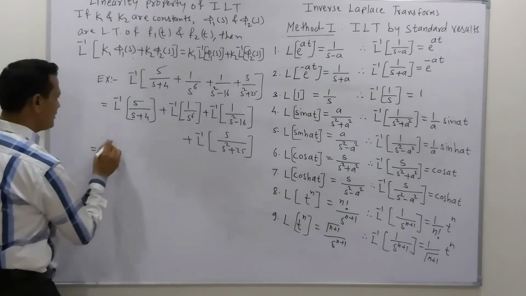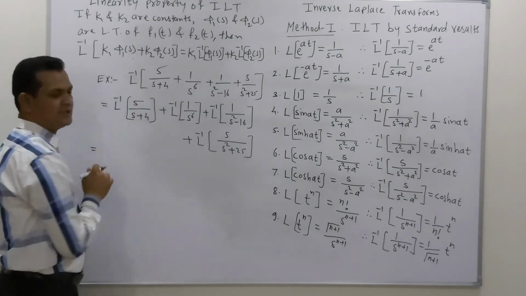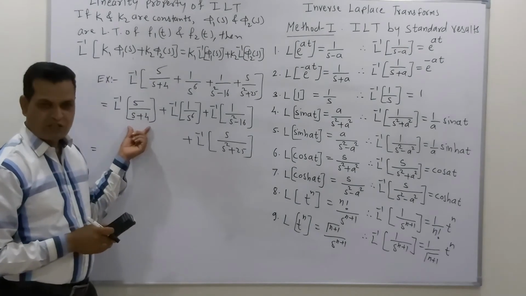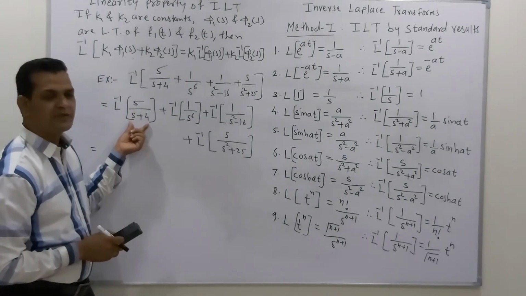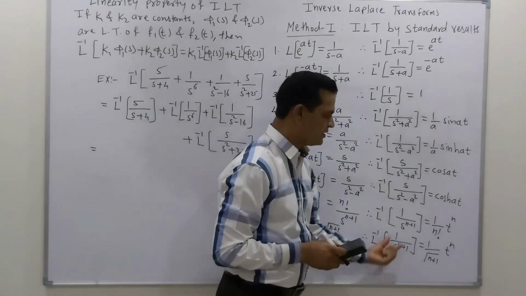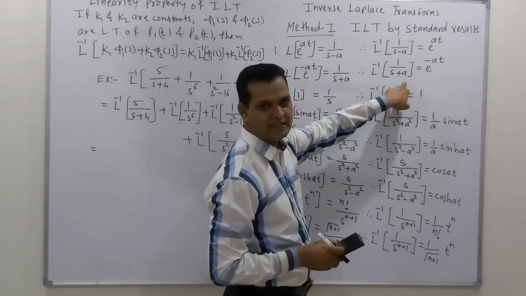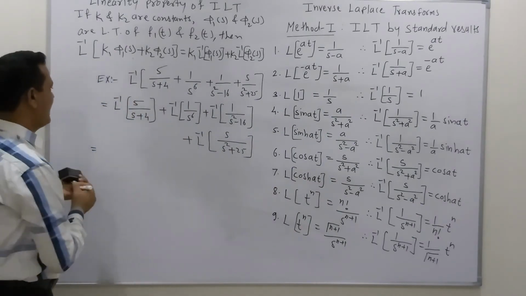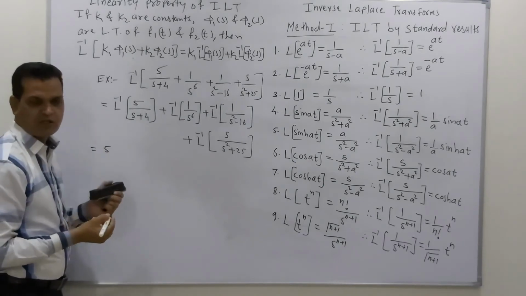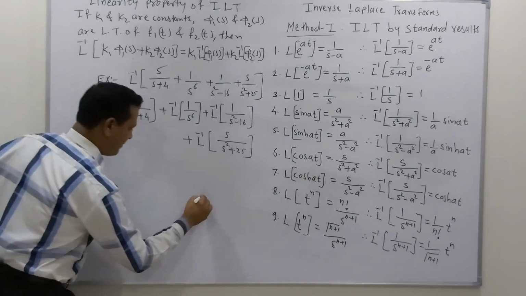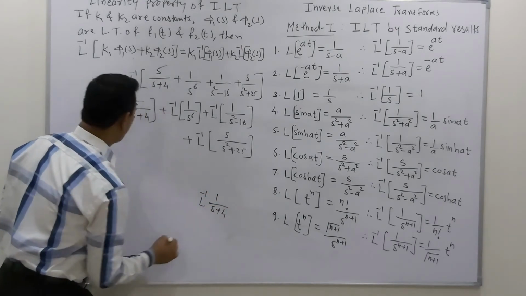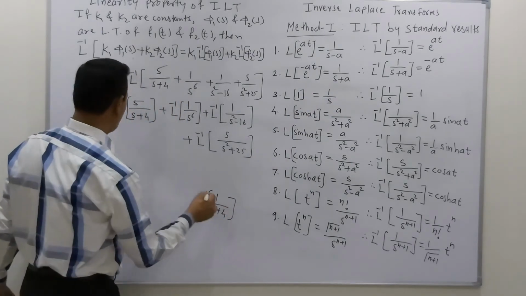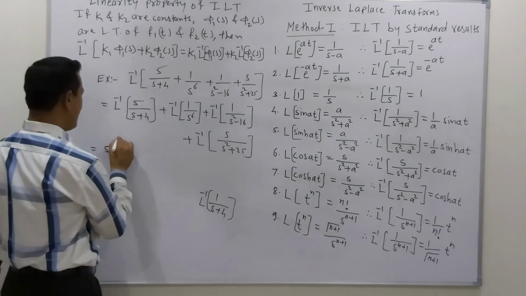Now observe the first term. Whenever we find the inverse Laplace transformation of any function, try to concentrate on the denominator value. The denominator value is s plus 4. If we compare with the standard result, which is s minus a or s plus a, then comparing with the second standard result, the value of a is 4. The numerator 5 is a constant, so we can write 5, and the remaining term is the inverse Laplace transformation of 1 upon s plus 4. According to the second standard result, we can write this as e raised to minus 4t.